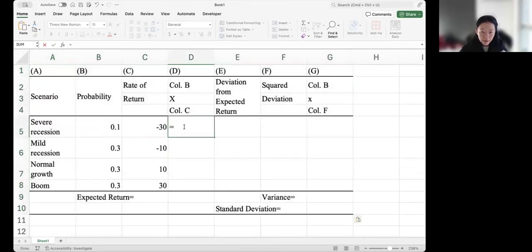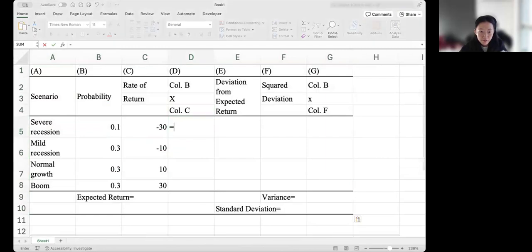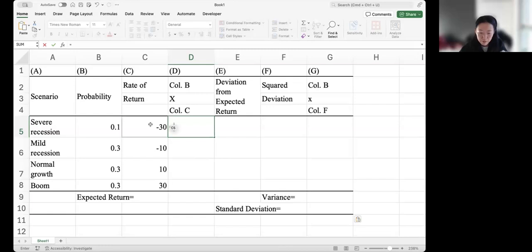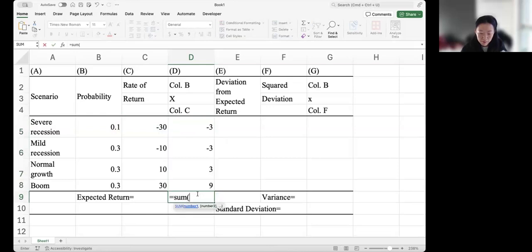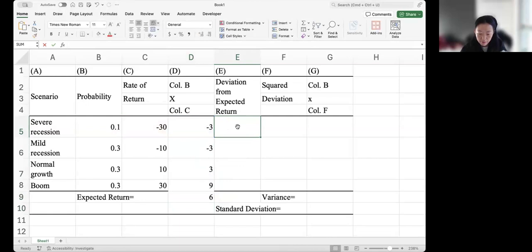And calculate it in Excel so that I don't need to manually fill in the numbers. So first of all, calculating expected return. That equals this times probability, and equals the sum. Deviation from mean is this minus this.